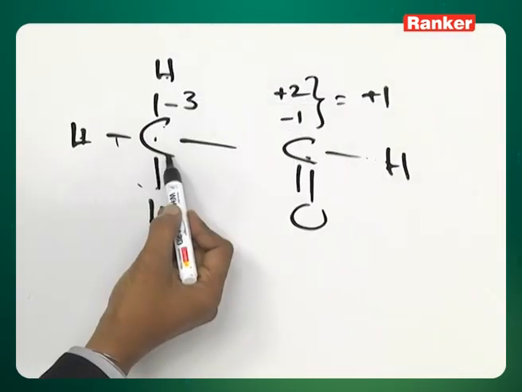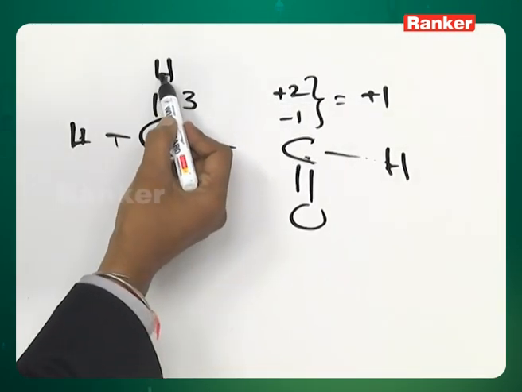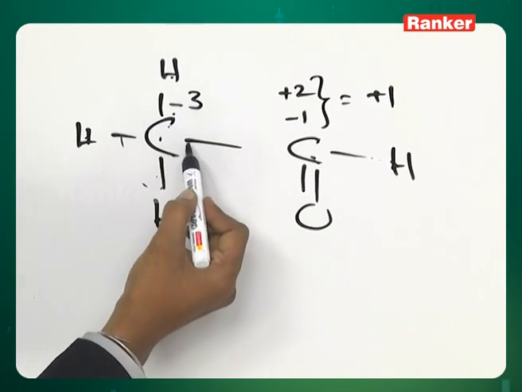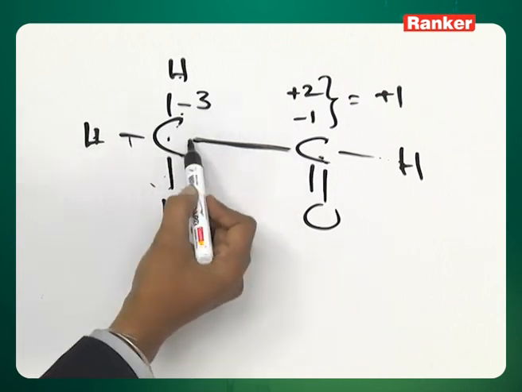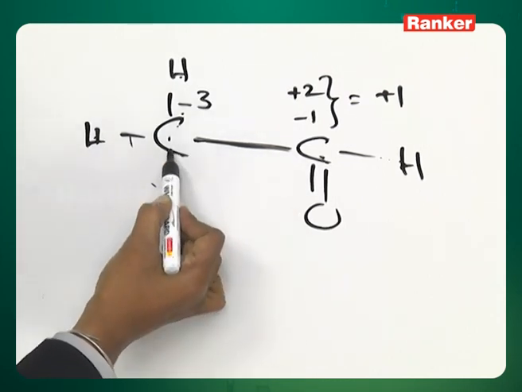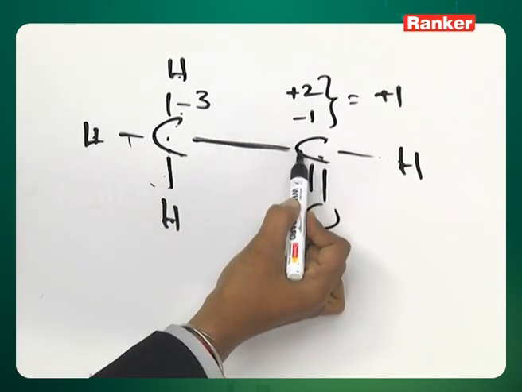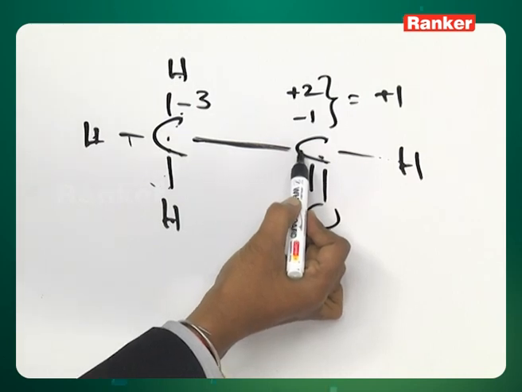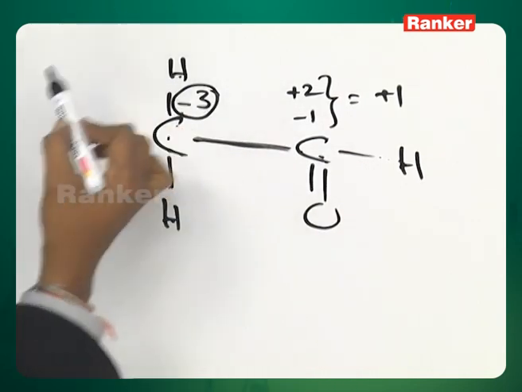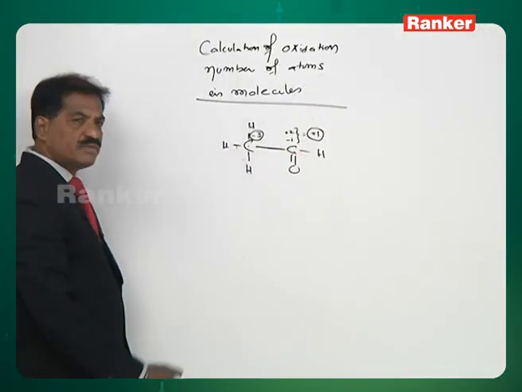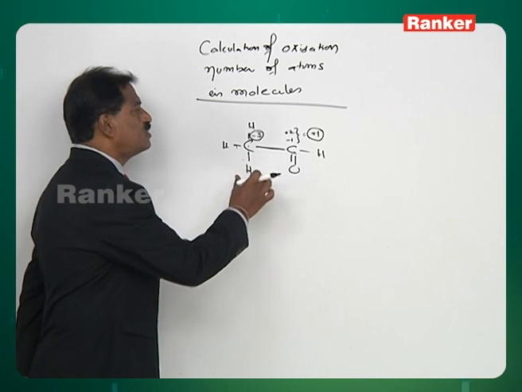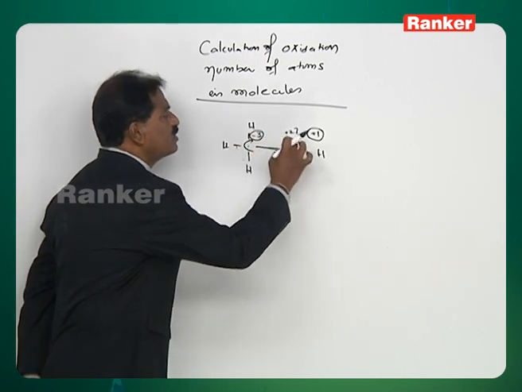Next, for this carbon, see, the oxidation state through these 3 bonds is -1. This bond is present between 2 identical atoms. Therefore, through this bond, this carbon atom neither loses nor gains electrons. This carbon also neither loses nor gains electrons. Therefore, for this carbon, oxidation state is -3. For this carbon, oxidation state is +1. So, if they ask the individual oxidation states, you can report the answer like this: -3, +1.